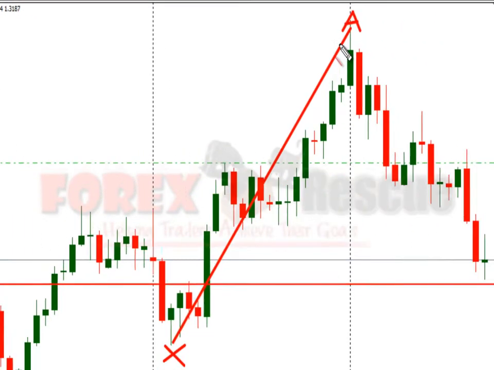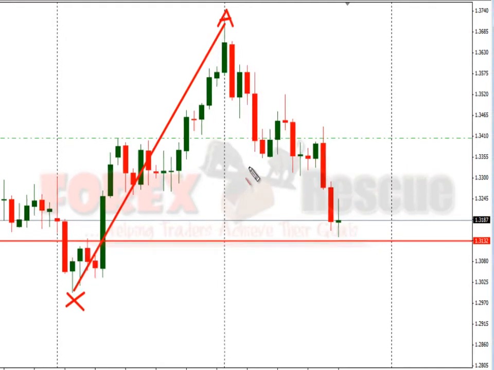This is the daily time frame. Now, this area is what we call point B. Connecting them together, this is what we call the AB leg. XA leg, AB leg. Now, this area is what we call point C. You can see the formation of this bearish pin bar that gave rise to this fall in the market.